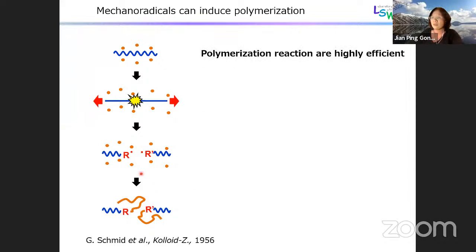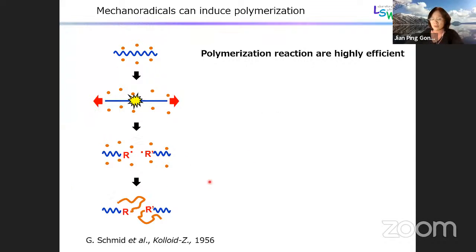Because one mechanoradical can initiate polymerization to polymerize monomers to make polymer chains, and these polymer chains can be 100 or 1,000 or 10,000 monomers long, it is very, very efficient. So one mechanoradical can induce new polymer chains or even a polymer network. So it's a very efficient chemical reaction.